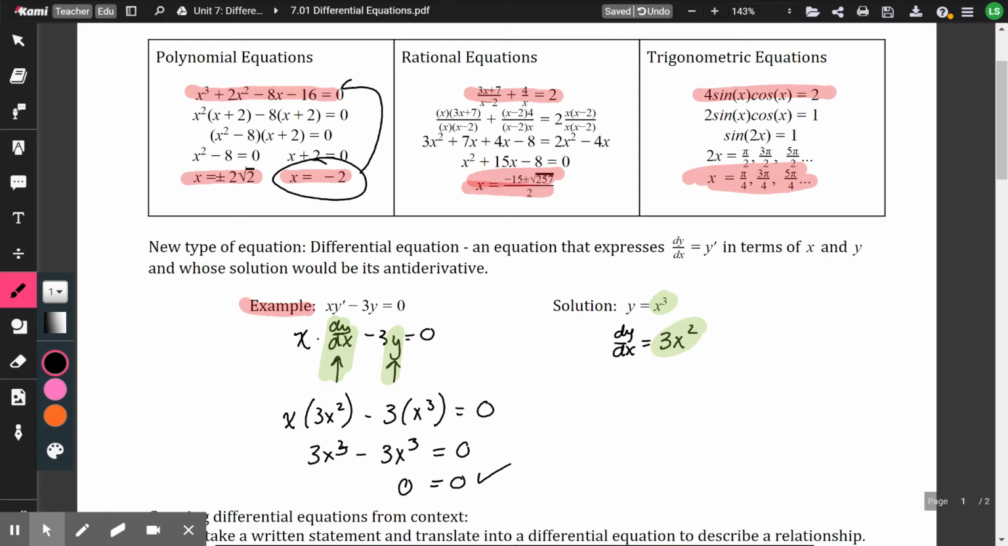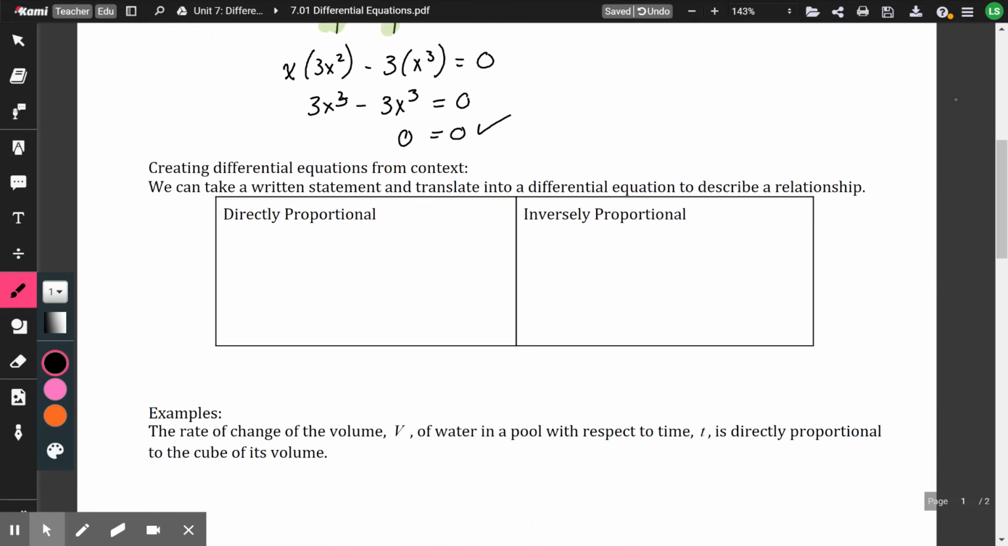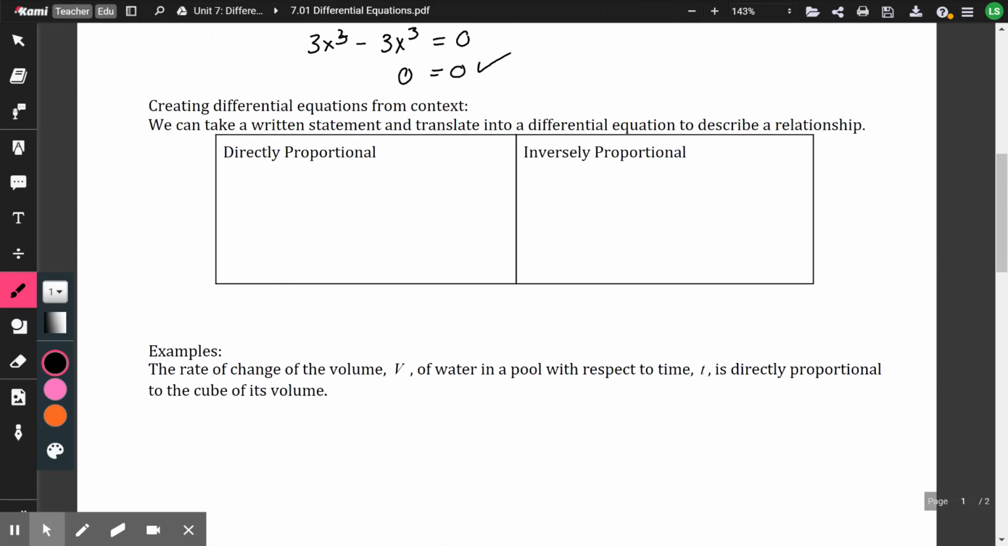So we're going to be working with equations that have derivatives and other variables in them, almost like an implicit equation. And then the solutions are going to be the actual functions that they came from. One of the other components you need to be able to do is to create differential equations out of context and be able to dissect the language to create the actual expression that is the differential equation that we're eventually going to solve. So we can take any written statement and translate it into that differential equation.